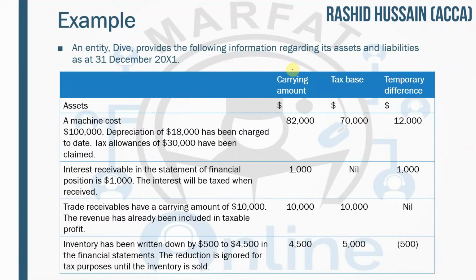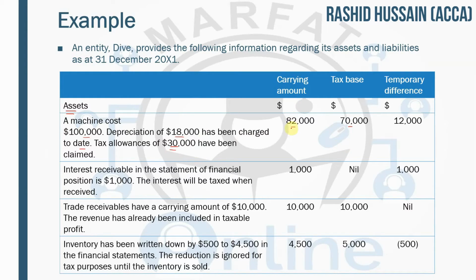We have already studied that the carrying amount is the amount in our books and the tax base is the amount which is considered for tax purposes. So we have an example related to assets. A machine cost 100,000. Depreciation of 18,000 has been charged to date. Tax allowance of 30,000 has been claimed. Now, if we deduct depreciation from 100,000, the carrying value will be 82,000. If we calculate the tax base, which is 100,000 minus allowance, it is going to be 70,000.